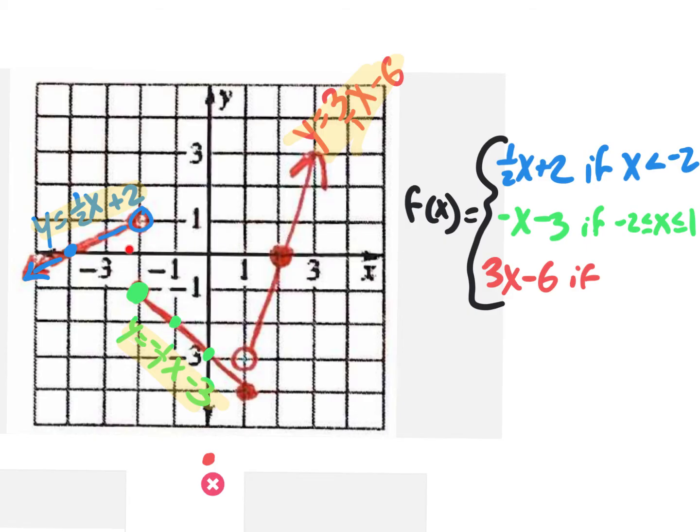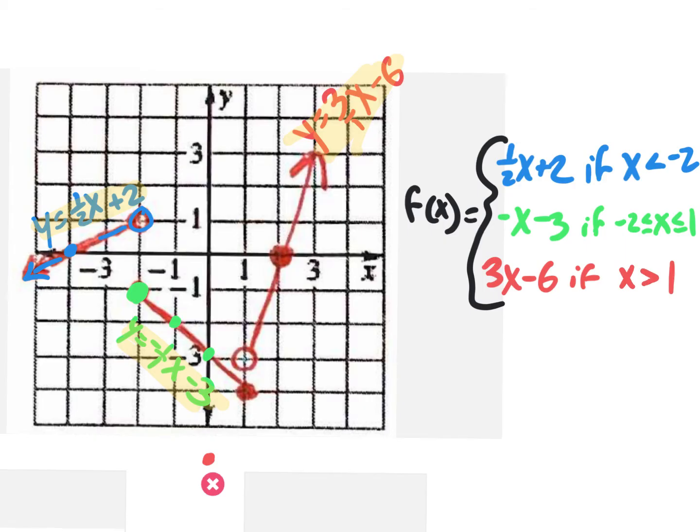I'm just going to put 3x minus 6 if, now what's the condition here? Look at your x-axis number line. Where does it start existing? It starts existing right here. That endpoint, that open endpoint, is at the x value of 1, and it is, where is it, to the left or to the right? It's obviously to the right, so that's greater than 1, if x is greater than 1. And it's an open dot, so you don't put greater than or equal to, it's just greater than the x value of 1. So if x is greater than 1.